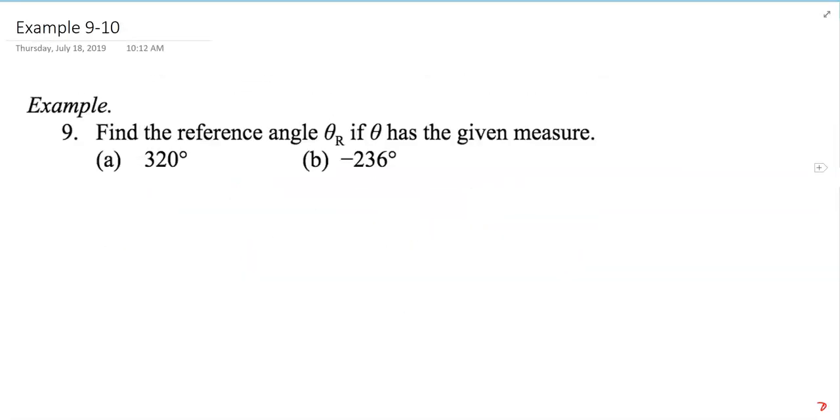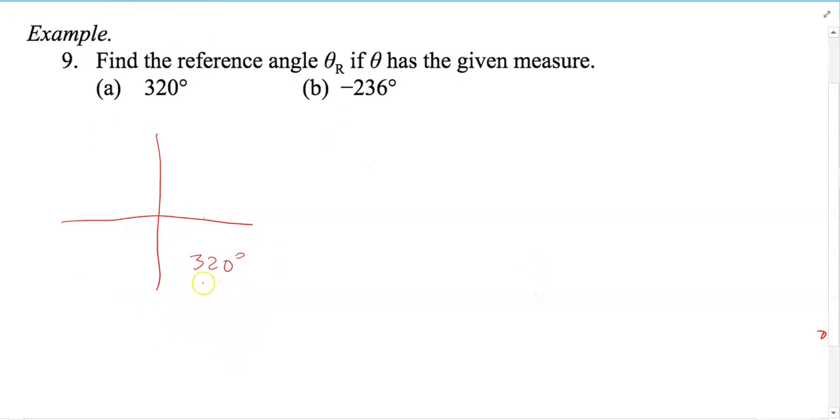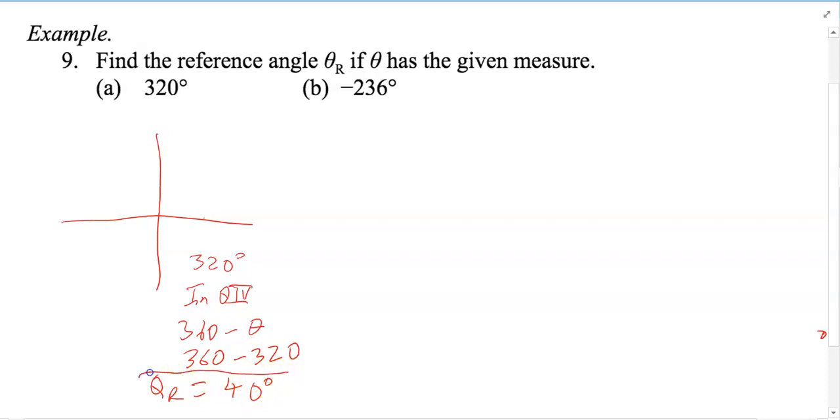Let's look at a couple of examples. Find the reference angle if theta has a given measure of 320 degrees. 320 degrees, if we're measuring counterclockwise, will fall in quadrant 4. So we use our fourth rule, in Q4, 360 minus theta, which is 360 degrees minus 320 degrees equals 40 degrees. And our reference angle is 40 degrees, and we're done.